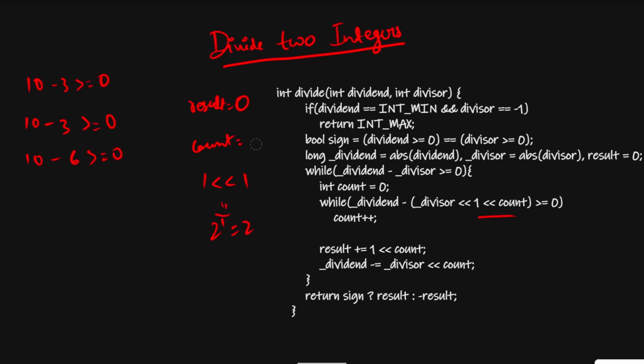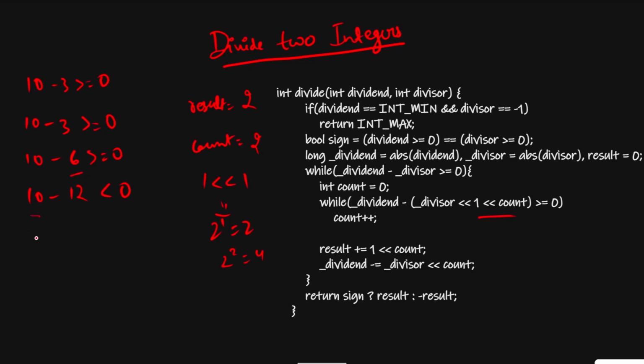Now 2 power 2 is 4. So 10 minus 3 into 4 will be 12. Is it greater than 0? No, it is less than 0. So what I will do is make this result equal to 2, and this dividend, I will divide this 10 by 2.